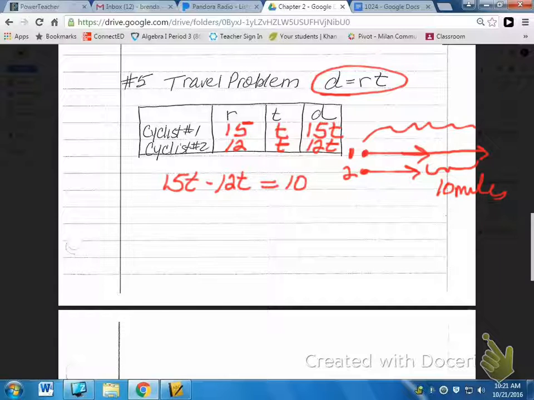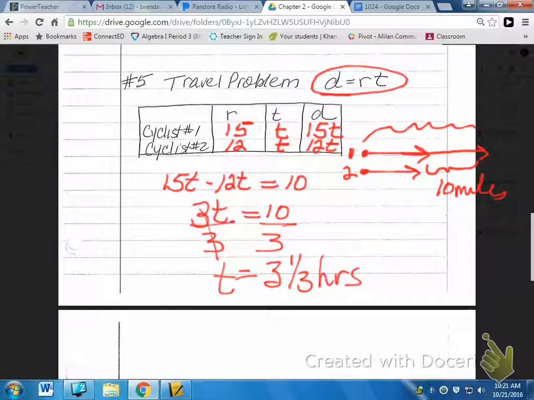So these travel problems, they're a little shorter, they're a little quicker, but you've got to think how to set that up. In this case, when they're going in the same direction, it's when the one minus the other is 10. So in this case, 3t equals 10. Divide by 3. So the time would be 3 1/3 hours. Or you would say, if you wanted, 3 hours and 20 minutes. Either answer would be fine.